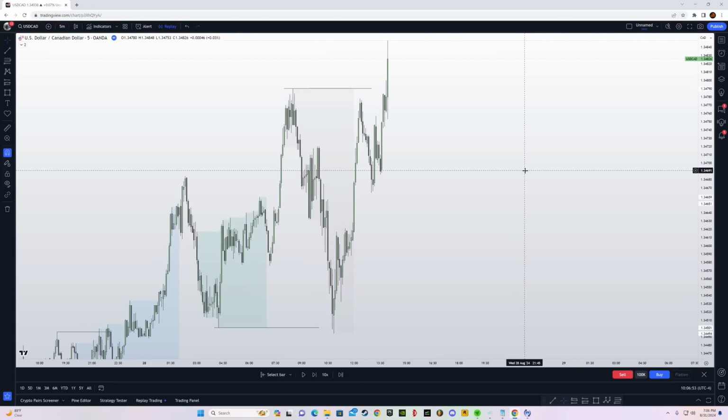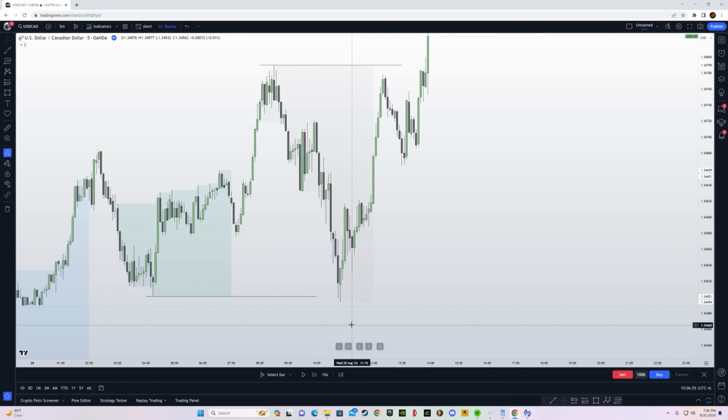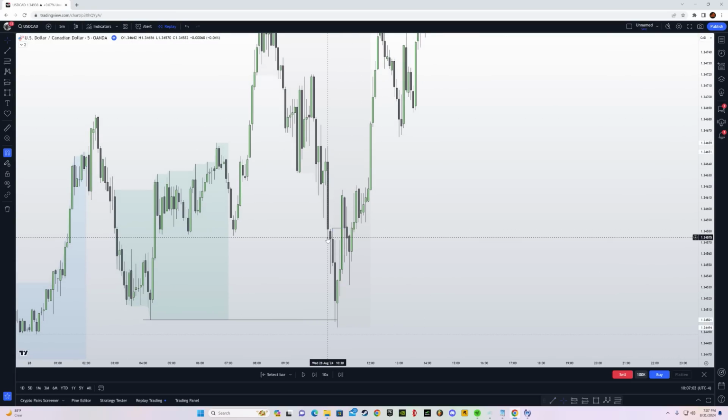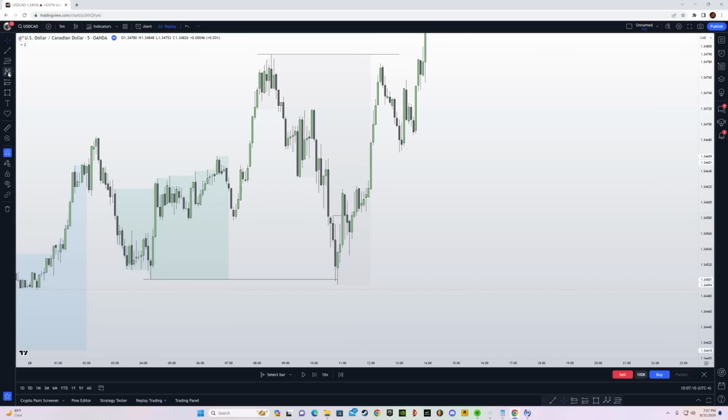And notice what happened here. After we took this out, you can see that we had this high over here. Now, why is this a high? Because the candle to the left is lower than it, and the candle to the right is lower than it as well. So this is a high. And that gave us a market structure shift.